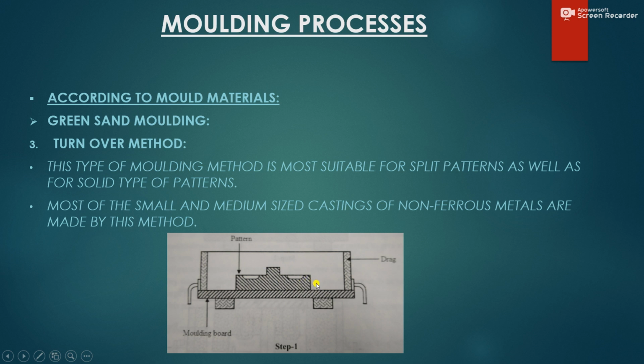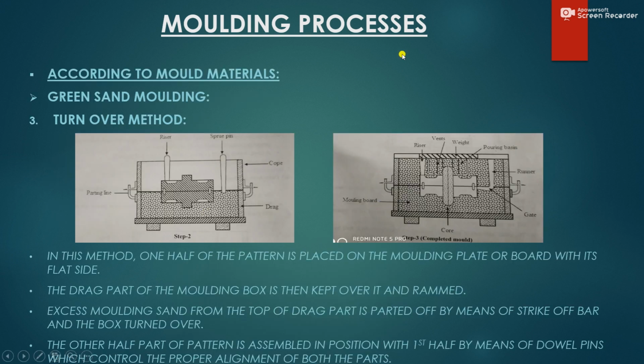You place the pattern in it before putting the sand. Then you flip the drag molding box over, and first of all you put the pattern inside it, then fill it with sand and properly ram it. Then you flip it over, and then you put the drag portion on it and the second piece of the pattern on it, and connect both the pattern pieces together by pins.